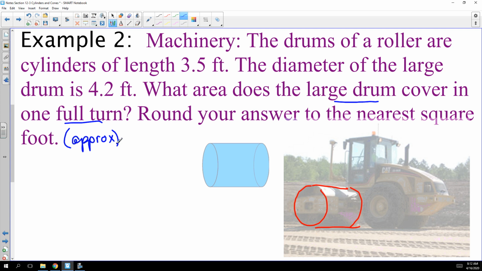And we have a cylinder of length 3.5 feet, and the diameter is 4.2 feet. So we want to know, what is the area the large drum covers? Well, what are we really talking about here? Are we talking about surface area? Are we talking about lateral area? Or are we talking about volume?